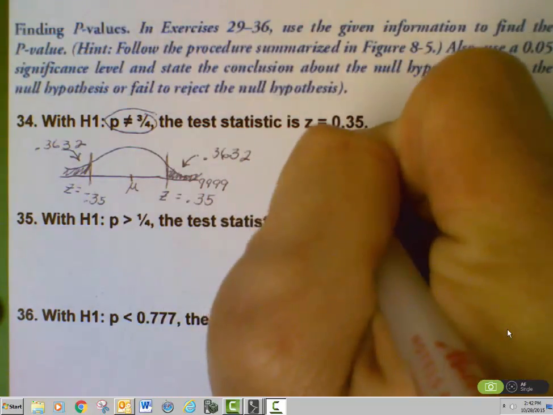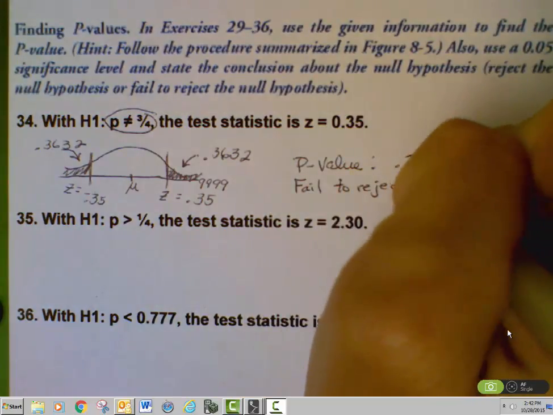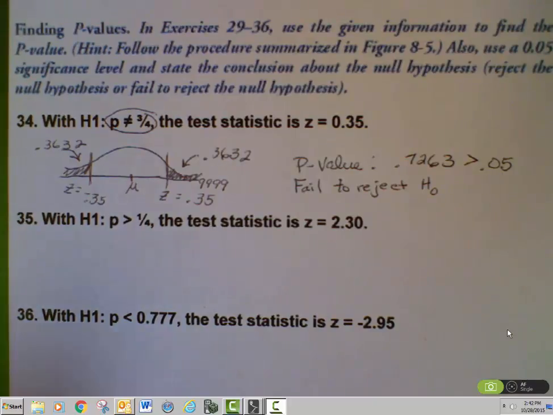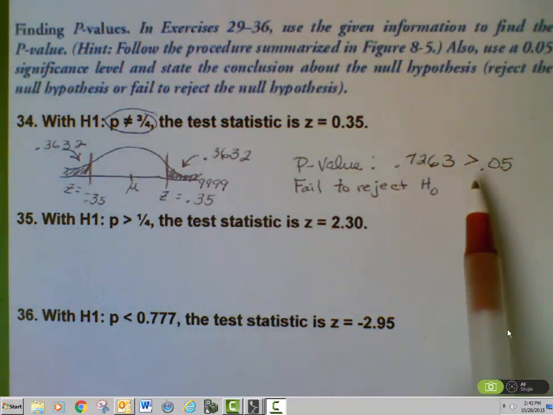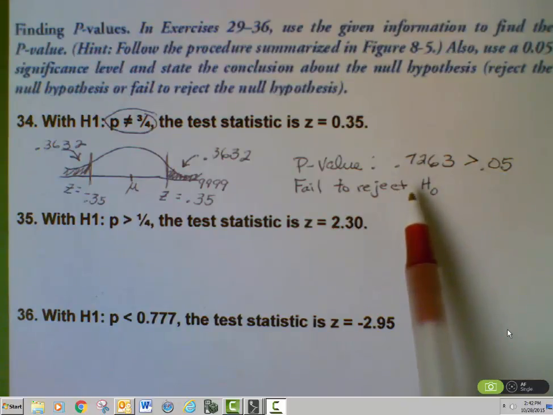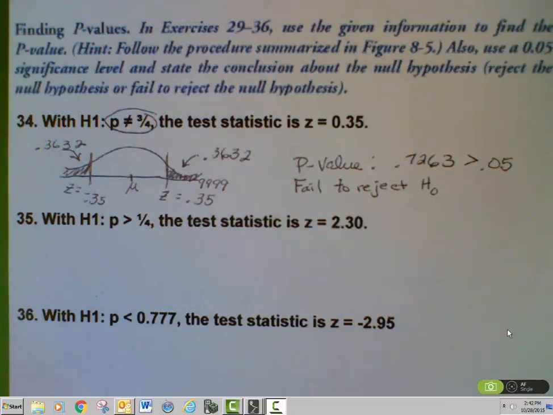I'm going to say fail to reject the null hypothesis. Again, fail to reject does not mean to accept. We just don't have enough evidence to support or reject this conclusion or the claim that was being made. So find the p-value, and if p is greater than alpha, then you fail to reject the null hypothesis. If p is less than alpha, then you reject the null hypothesis.